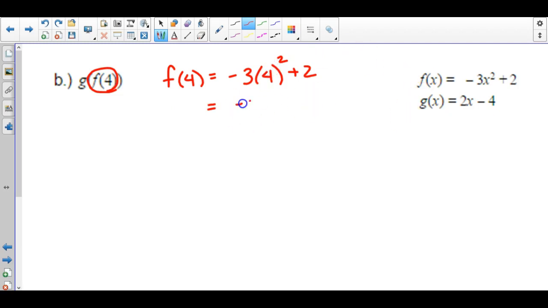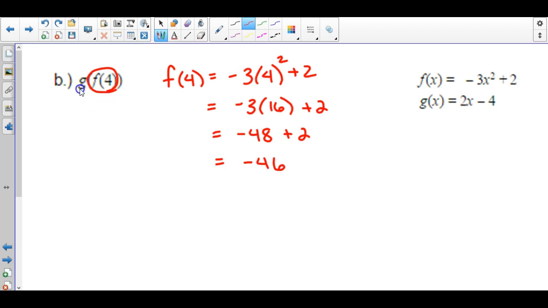So order of operations would have me do the 4 squared first, which is 16. And then I'm going to multiply these two values. So negative 3 times 16 is negative 48. And then I'm going to add 2 to that. So the output of my first function is negative 46.